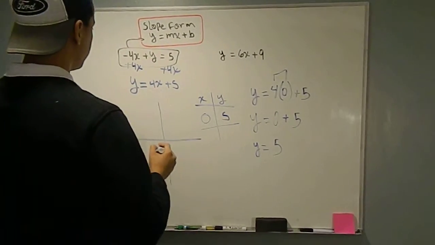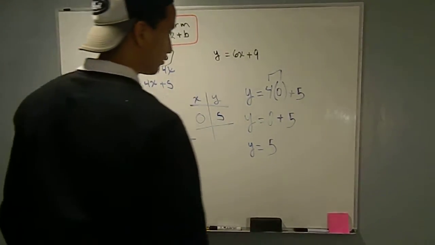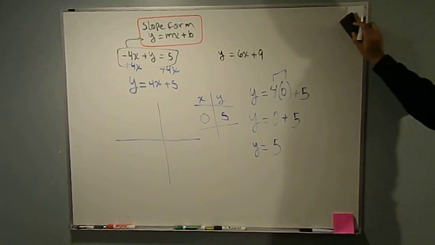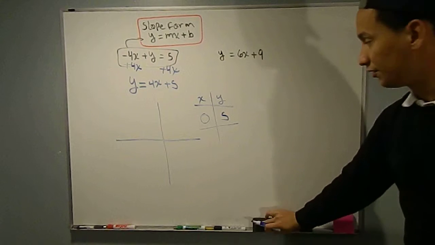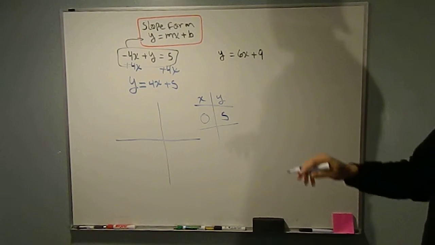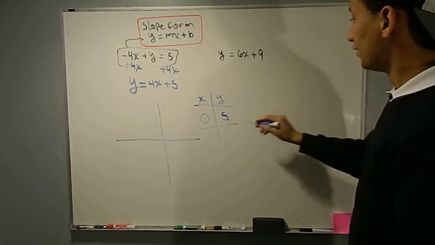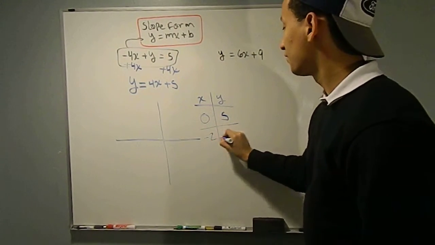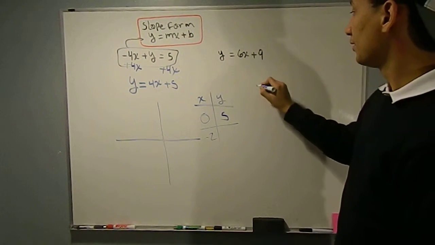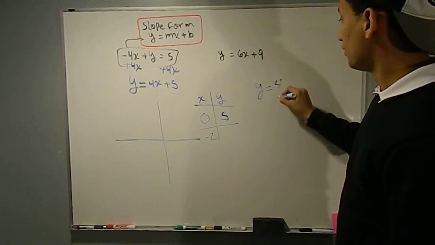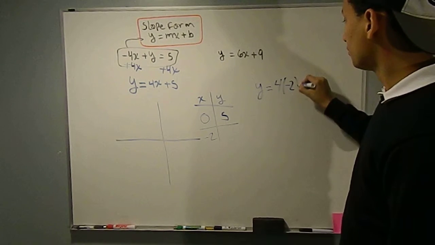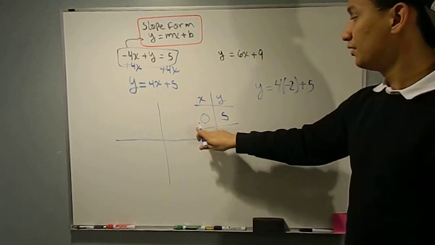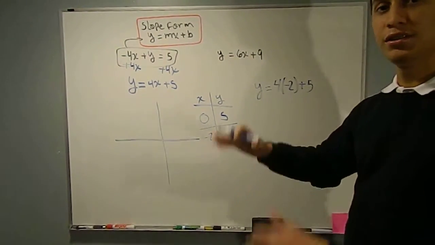Let me see where I have space. I'm going to erase this. If you need to look at it, you can go back or pause. Now I'm going to do the same thing, but let's see, when x is -2, what is y going to be? 4 times -2 plus 5. I'm pretty much doing the same thing all over again, just changing the values.